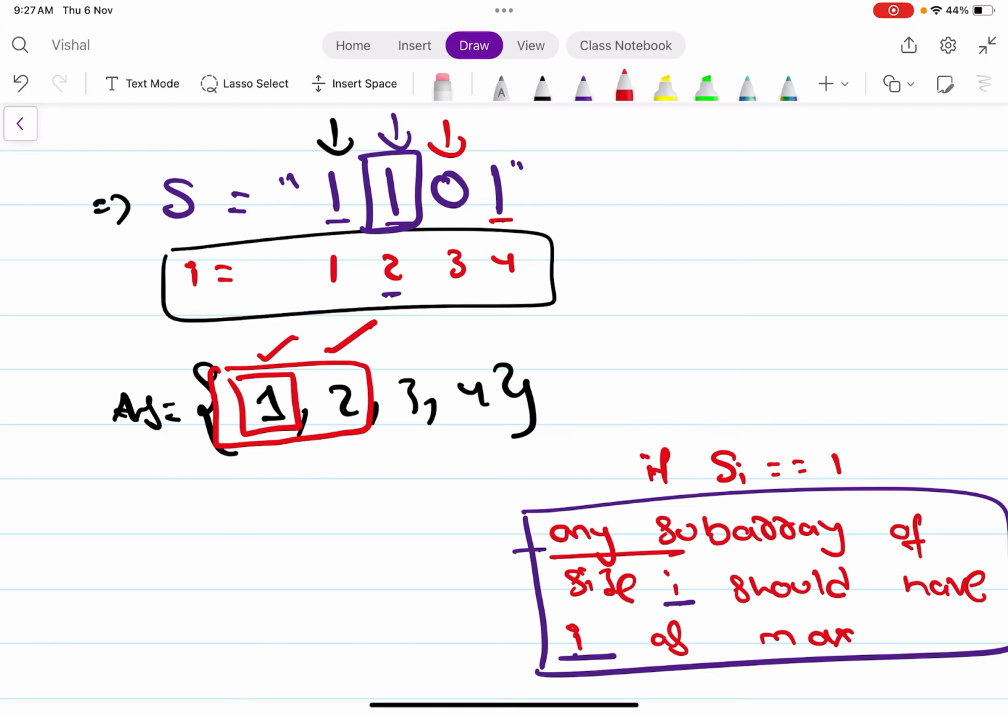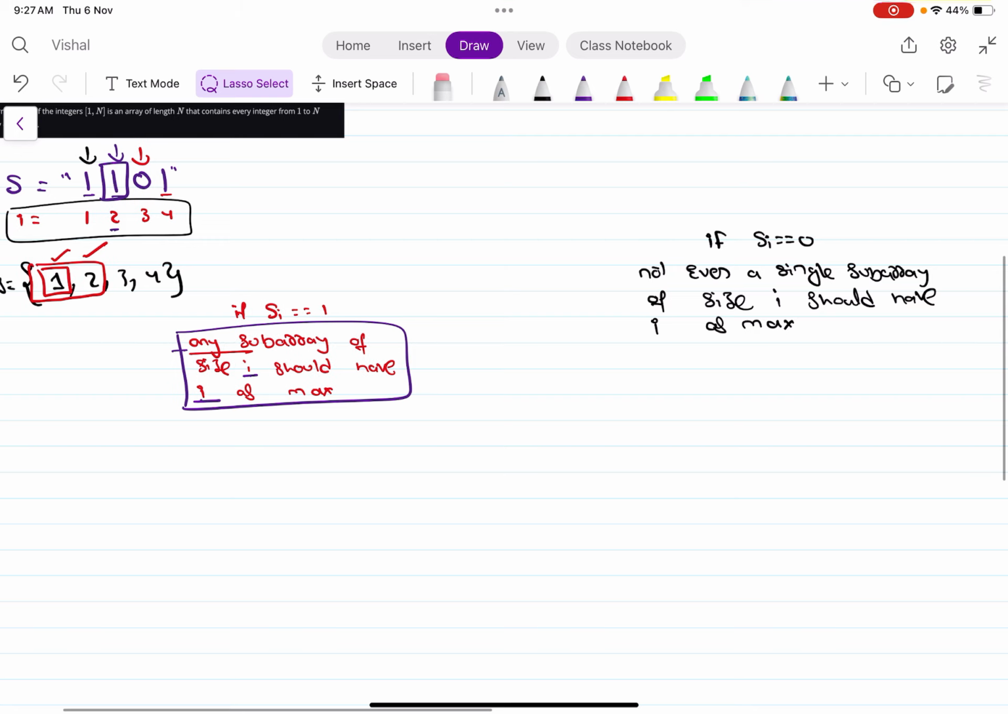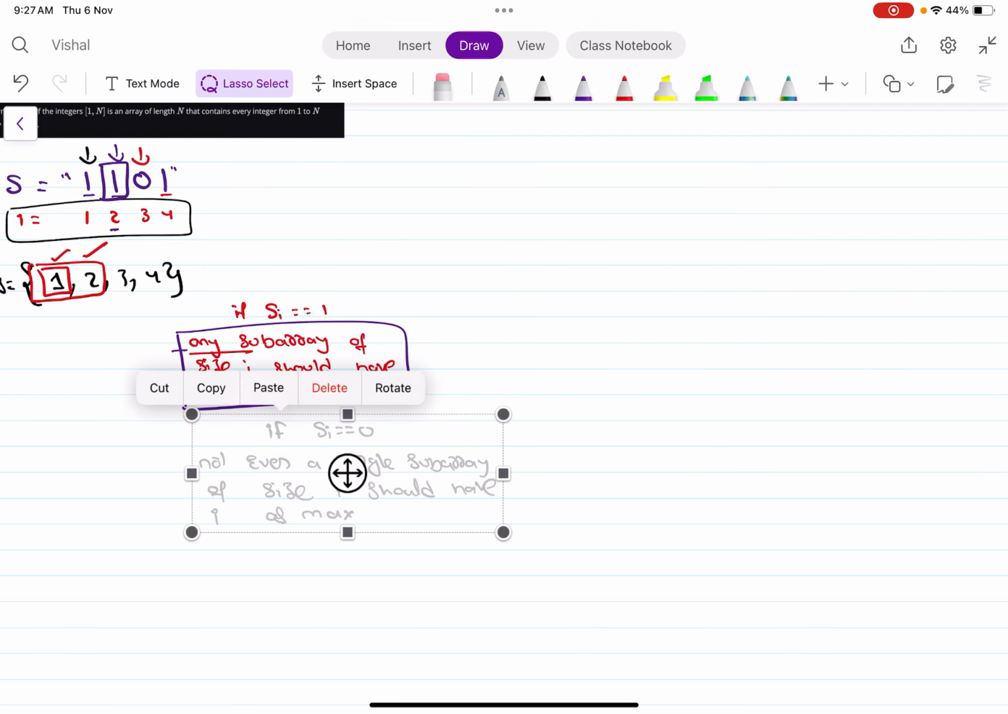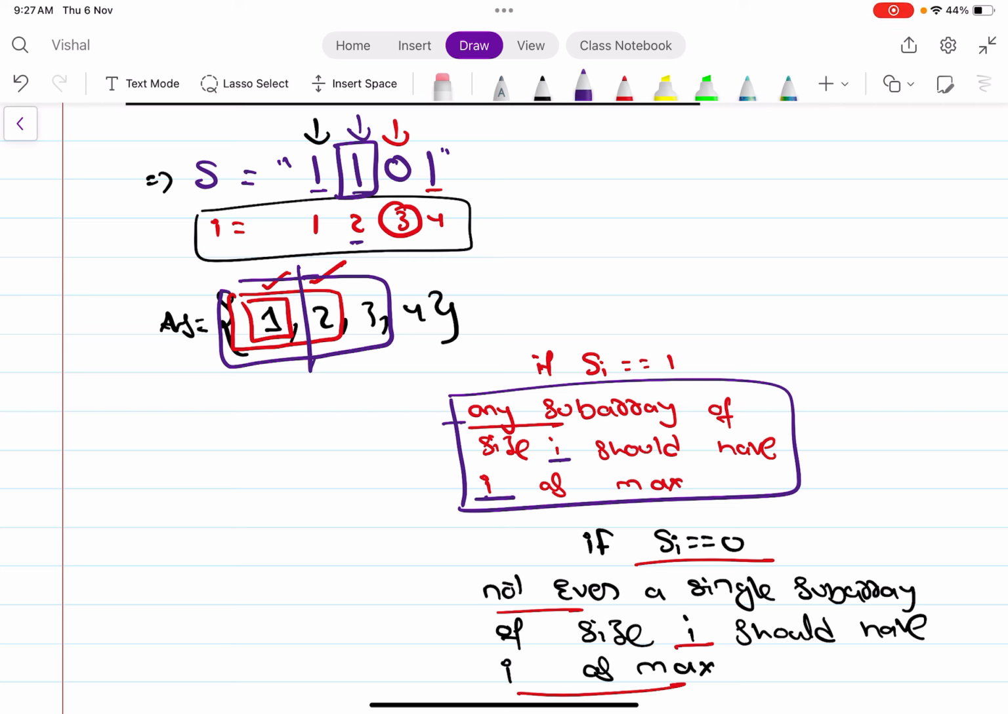But what about the next one? Here comes the second rule. The second rule says, if S of I is 0, not even a single subarray of size I should have I as maximum. Here, I is 3. There are two subarrays of size 3, and none of them should have 3 as maximum. But the first subarray of size 3 has 3 as maximum. That means this is not a valid permutation.